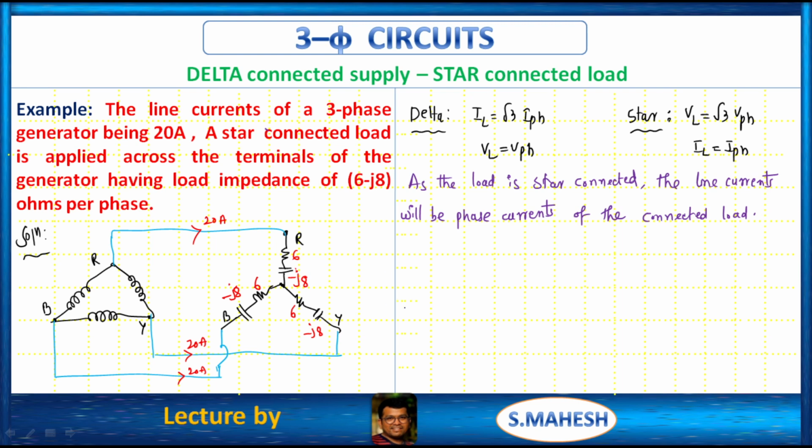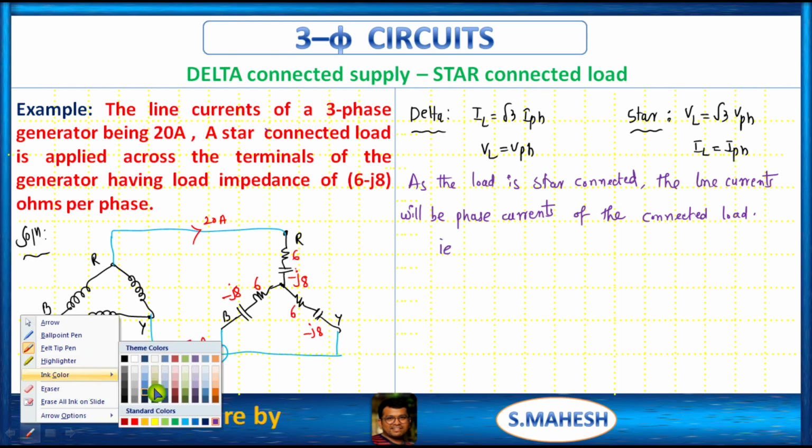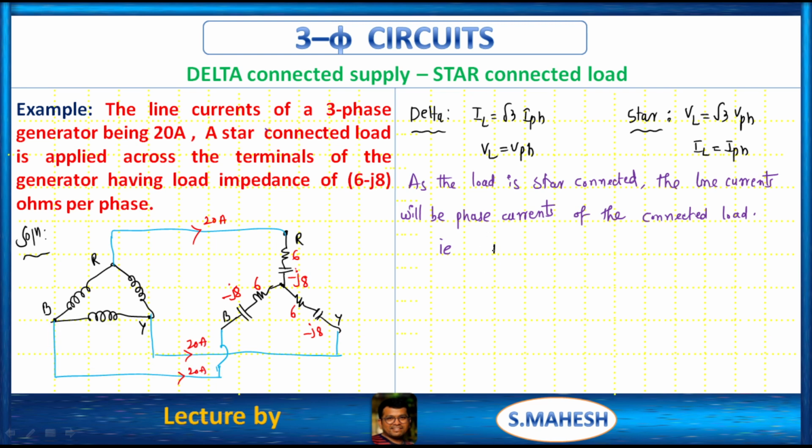Okay, first we have to get the phase currents. The phase currents in the star connected load are nothing but IR, which is equal to 20 at an angle 0, right? Like that IY, which is always displaced by 120 degrees from IR, and IB is equal to 20 at an angle minus 240 amperes. That's it. This is about the phase currents, nothing but line currents in case of star connected load.